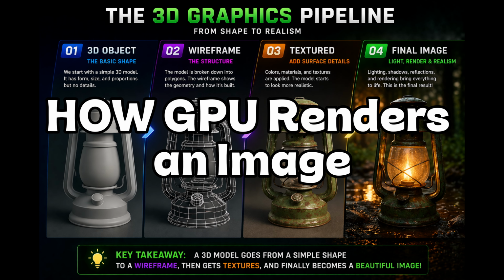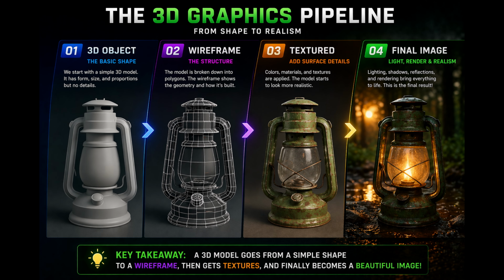How a GPU renders an image. Let's break down what happens when a GPU renders a frame. Step 1. Geometry processing. Objects are made of vertices, points in 3D space. The GPU calculates their positions.